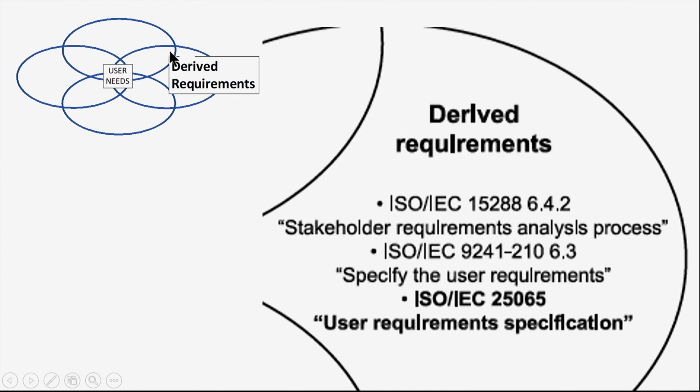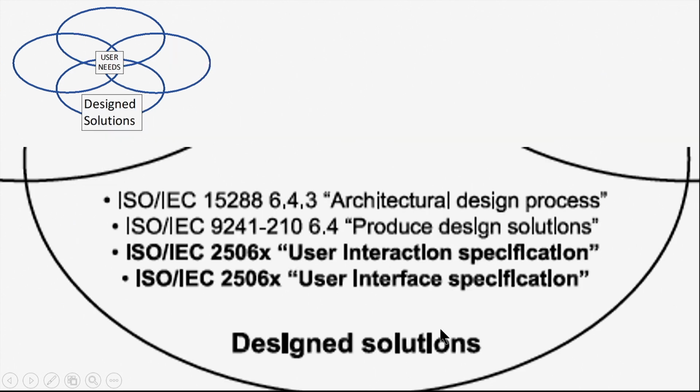Then second, on the right-hand side, derived requirements, again, is this high-level ISO document that has to do with quality, and specifically ISO 25065, which is user requirements. Then at the bottom of the petal, we're interested in design solutions shown here. Again, the high-level ISO document, that's at the quality level, and then the 2 specific documents we're interested in, which have to do with user interaction and user interface specification.